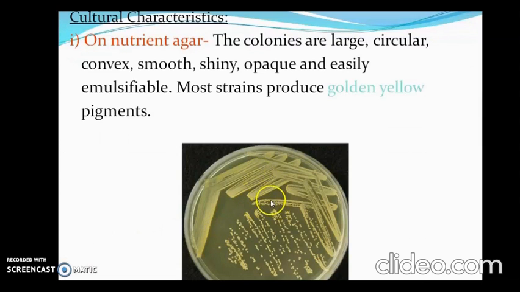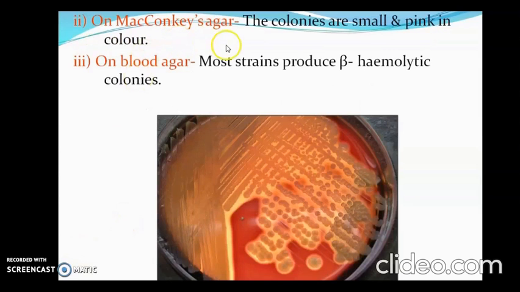In nutrient agar, you can see the large, circular, convex, smooth, shiny, opaque and easily emulsifiable colonies here, and also the strains produce a golden yellow pigment on nutrient agar. On MacConkey agar, the colonies are small and pink in color. On blood agar, as mentioned earlier, most of the strains will be showing beta hemolytic colonies. In beta hemolytic colonies, it shows a clear colorless zone of hemolysis within which the red cells are completely lysed.